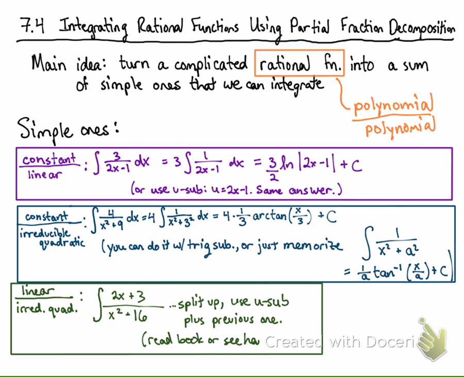You split it up and use a u substitution on one piece and the previous thing with the arctangent on the other piece. I advise you to read some examples in the book to see that in action. Okay, and notice I said these were simple. These don't look all that simple, but trust me, they could be much worse. So these integrals are the three main rational functions that you need to know how to integrate. Everything else we're going to break apart into these, all added up.